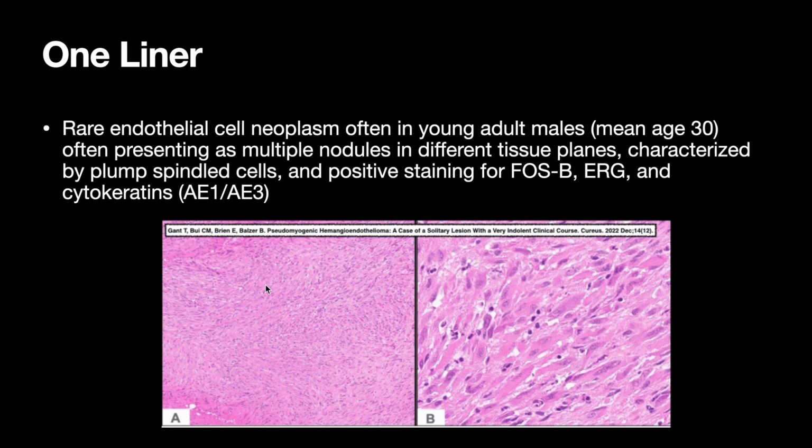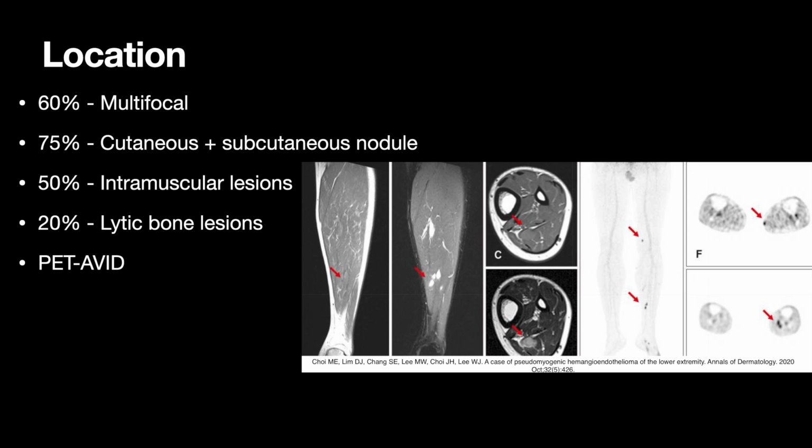And here we have an intermediate power view of a spindled cell neoplasm, and on higher power you can see these plump spindled cells with abundant eosinophilic cytoplasm. The location, 60% are multifocal, 75% present as cutaneous and subcutaneous nodules, 50% are intramuscular lesions, and 20% as lytic bone lesions. And as we've seen before, they are PET avid, as you can see here. And here we can see an intramuscular multifocal lesion across different tissue planes.